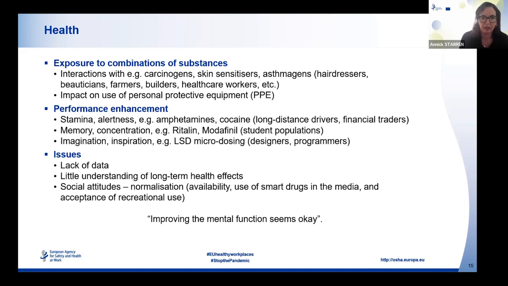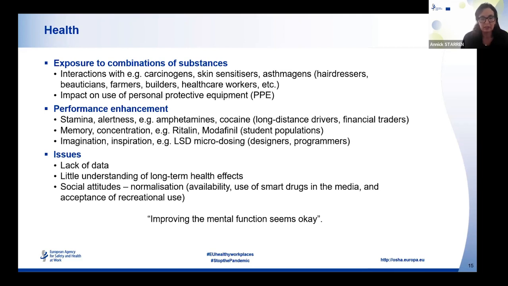Related to performance enhancements, you see now as an example, stamina and alertness, that it's used for, so you see cocaine and amphetamines, that are mostly used by long distance drivers and financial traders. And then you see for performance enhancement the memory and concentration activators, for example Ritalin, which is quite normal to use for student populations, like modafinil for ADHD support. And then we have the imagination creators, the inspiration creators, like LSD microdoses. That is what you mostly see with designers and programmers. That's kind of an overview of what we see that is happening more and more.